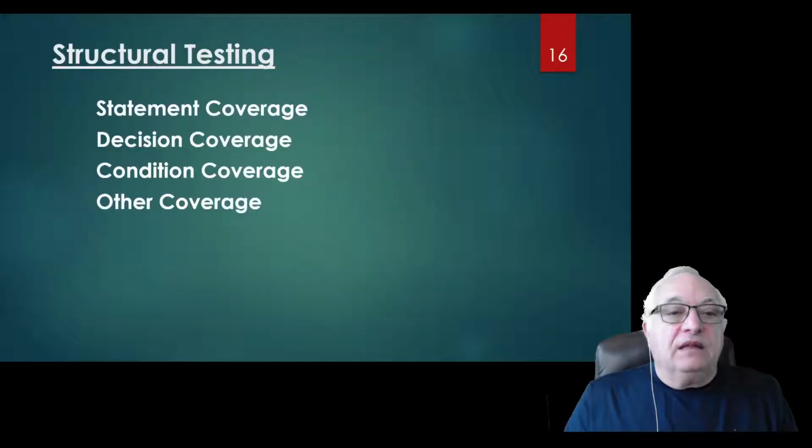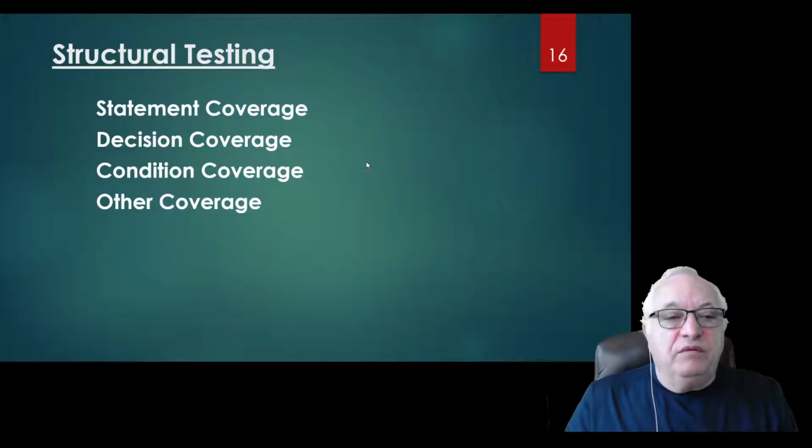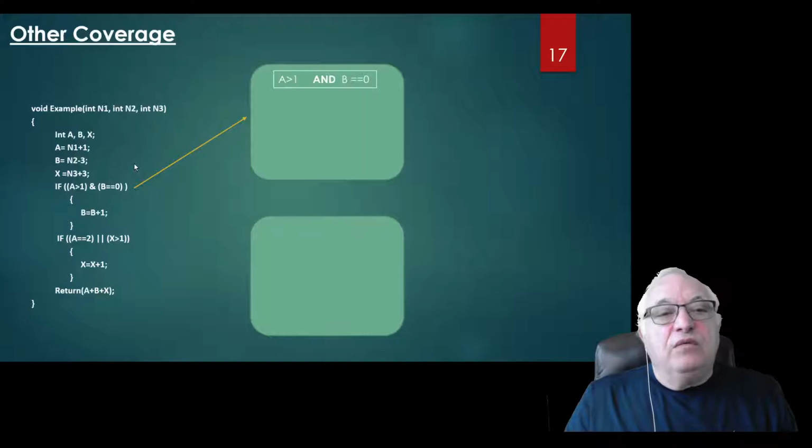Now, what I call other coverage. There are all kinds of different requirements they can give you for how you're going to do your test coverage. So let's look at what I call other. In this other, what you're going to be required to do is show all the values, the truth tables. You will have true, true, false, false, false, true, true, false.